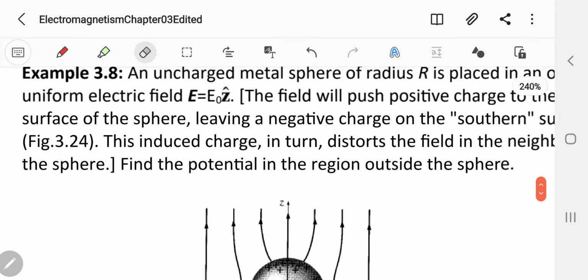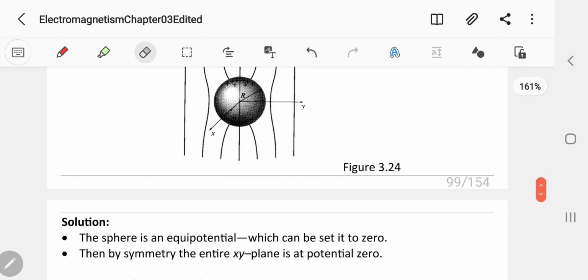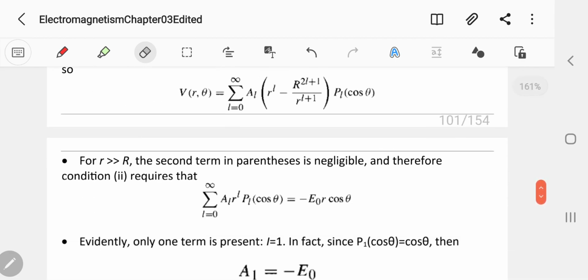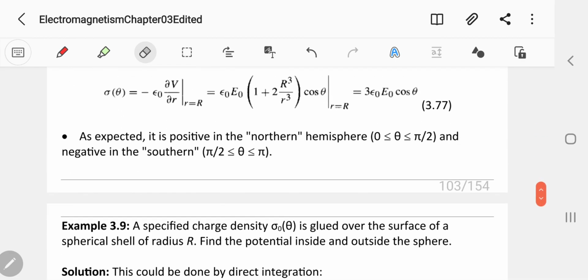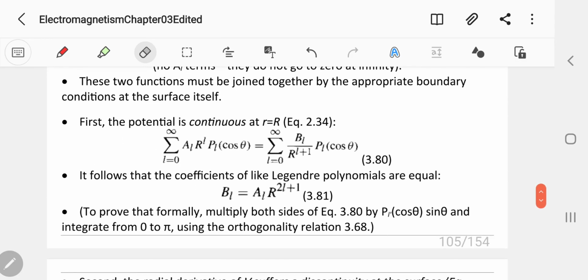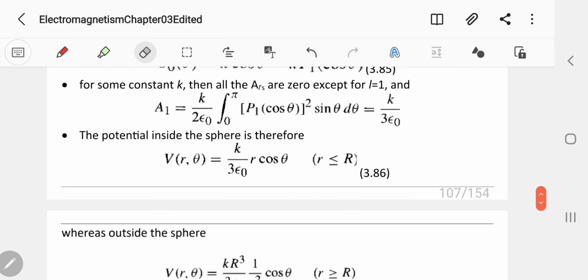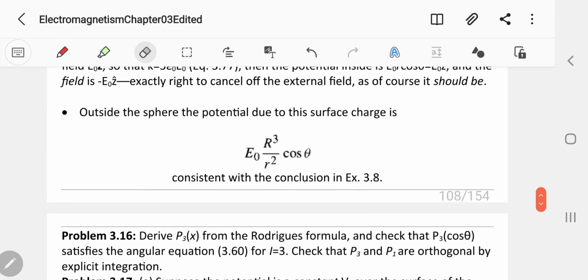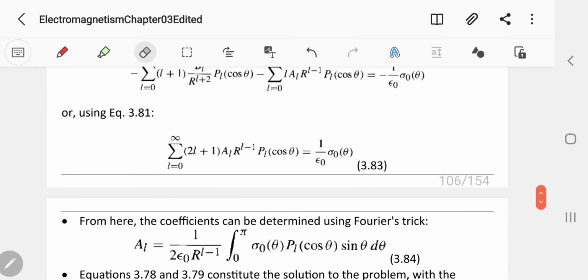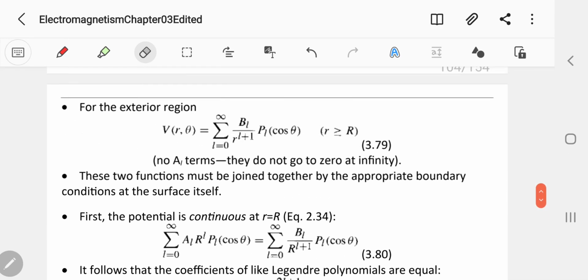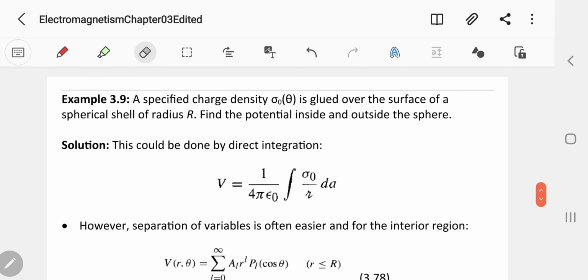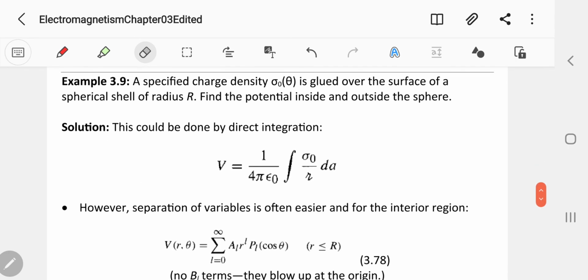So that's for that problem. And then we go to the last problem before we end the session. A specified charge density sigma of theta is glued over the surface of a spherical shell of radius R. Find the potential inside and outside the sphere.